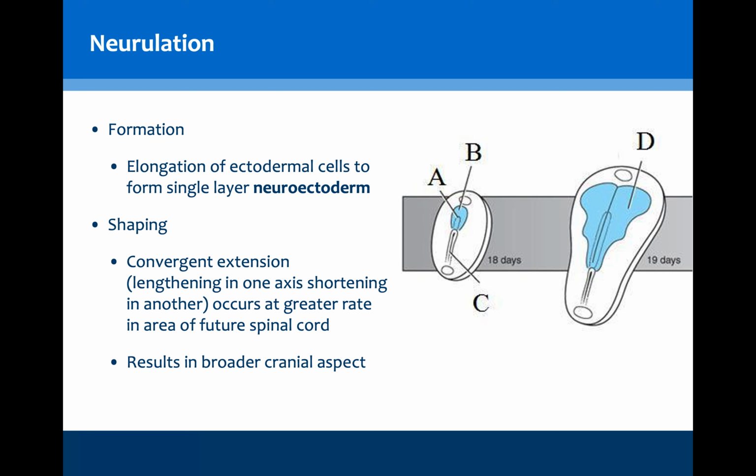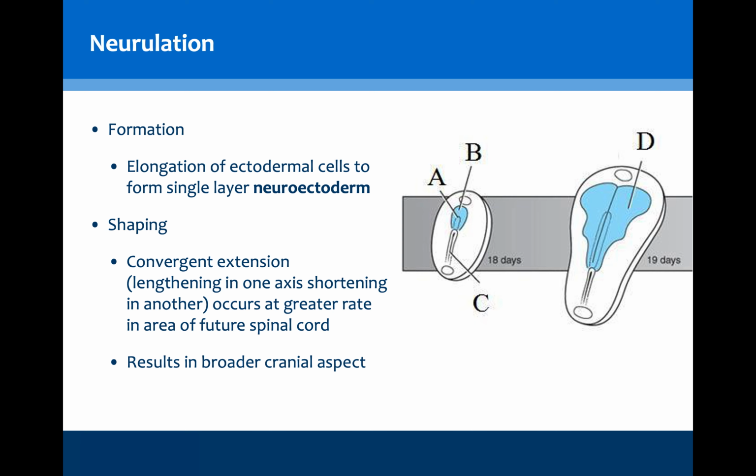So formation occurs because of the elongation of the ectodermal cells to form a single layer of neuroectoderm. And there's not much more to it. Like I say, it just forms this neural plate here. But what we need to do now is shape that plate such that you have a chunkier cranial end that's going to form our brain, and then a thinner caudal end that's going to be the spinal cord. And it comes back to this process of convergent extension that we discussed earlier.